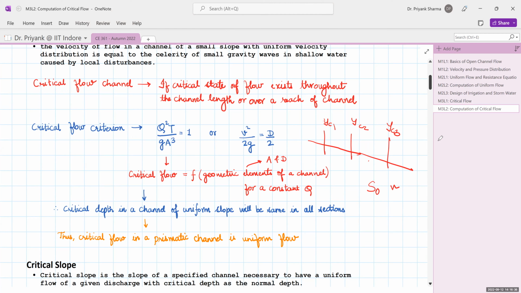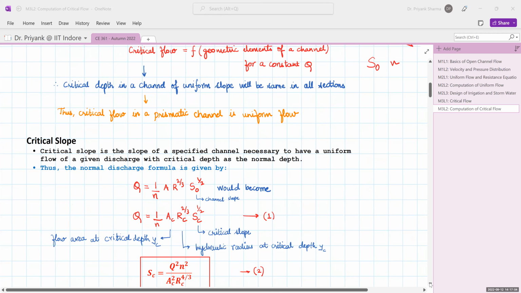Thus we can say that in case of a prismatic channel, the critical flow is a uniform flow because your critical depth is not changing. And what is the definition of uniform flow? The flow depth will not change. So for a prismatic channel, the critical flow will be uniform flow. Now let us further understand the critical slope.